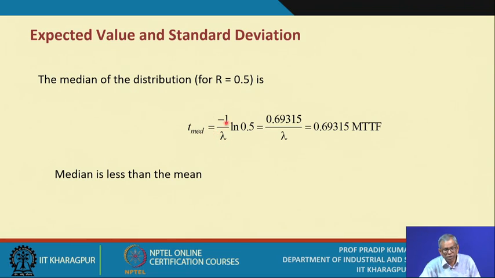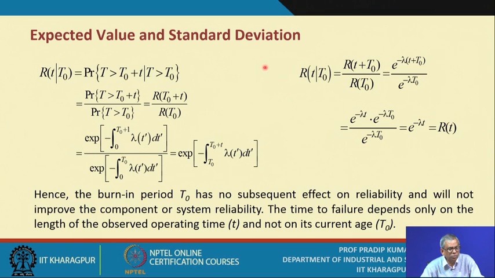Minus 1 upon lambda, natural logarithm of 0.5. So that is this value. That means 0.69315 into MTTF. So these sort of expressions you can derive. And what we conclude is that the median is less than the mean. Is it clear? So this is just an example we are trying to do.